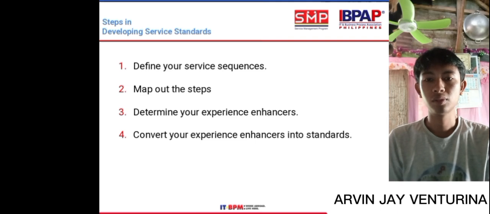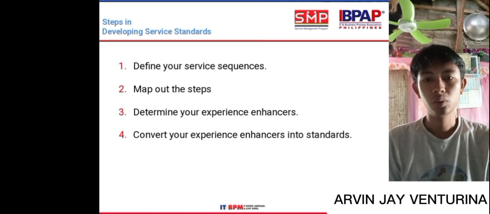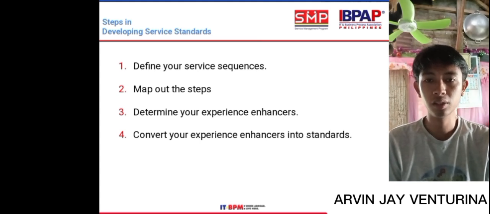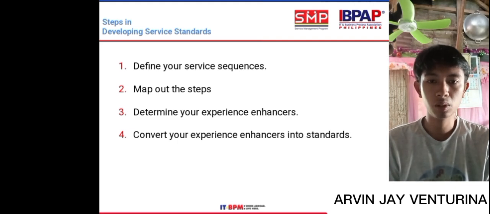Map out the steps. Now, let's take one of those sequences: ordering at the counter. What are all the individual steps? The customer walks in and gets in line, looks at the menu, orders, pays, waits for their drink, and receives it. Mapping out these steps breaks down each sequence into smaller, manageable pieces.